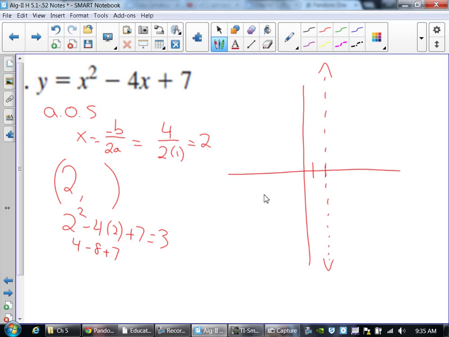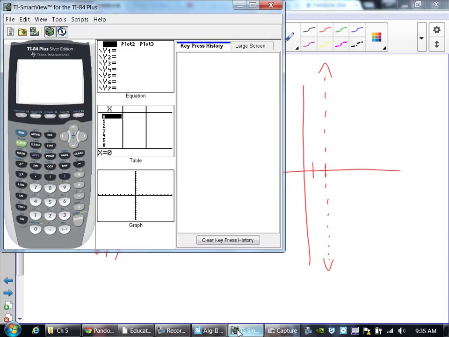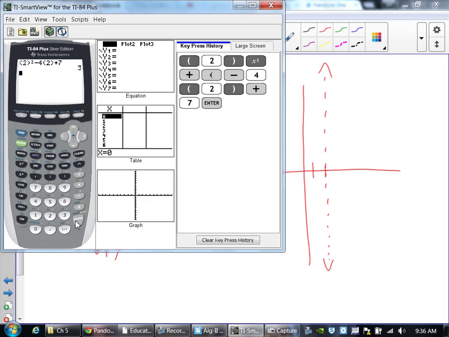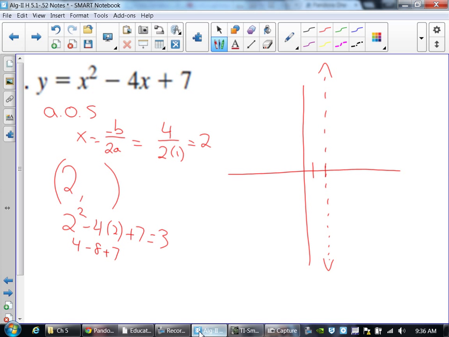One thing to remind you, if you are putting things in the calculators, especially when we get to negative values of x and you're squaring them, you have got to make sure you put parentheses around stuff. All right, you got to put parentheses around things when you're doing that. So here, if you just typed in 2 squared minus 4 times 2 plus 7, you get 3. Which means my vertex is at 2, 3.